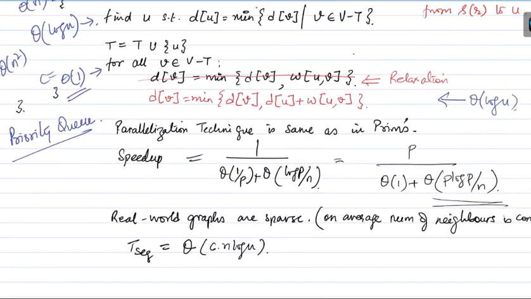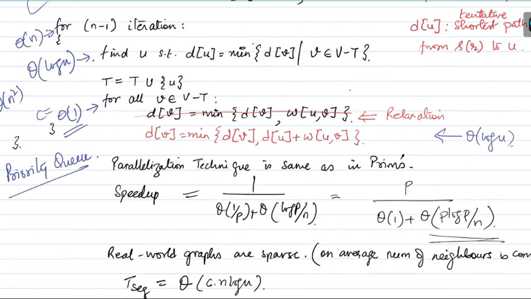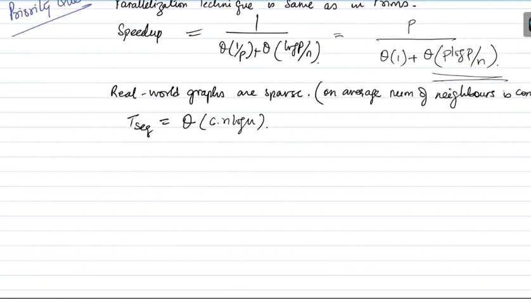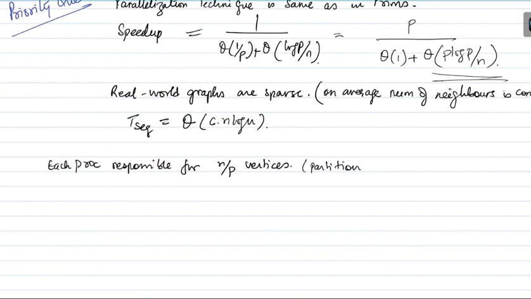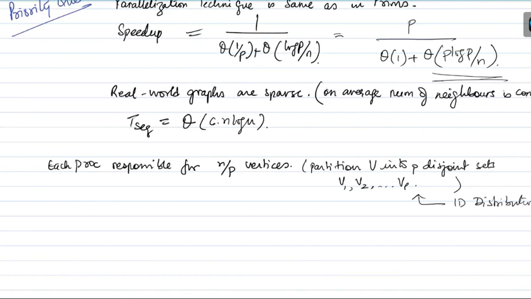Now, how do you implement this in parallel if you're maintaining a priority queue? Last time we were not maintaining a priority queue. So what I'm going to do is make each processor responsible for n by p vertices. Standard stuff, right? Just like we did last time. Essentially, this means that I partition V into P disjoint sets. Let's call them V1, V2 to VP. So this is pretty much like your 1D distribution. For shared memory, I generally don't call it a 1D distribution.